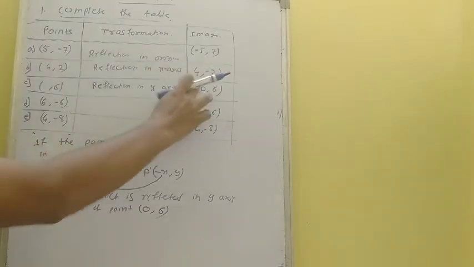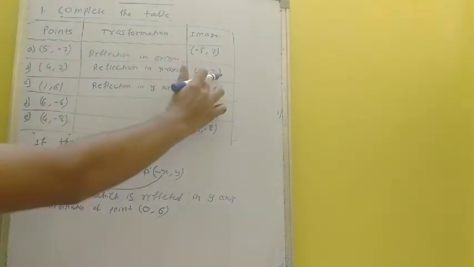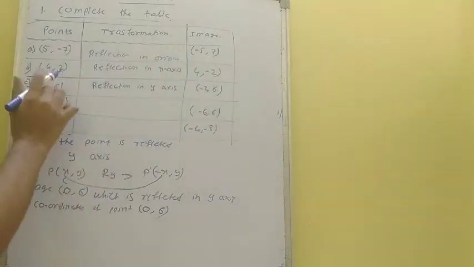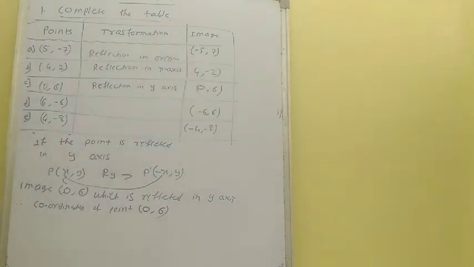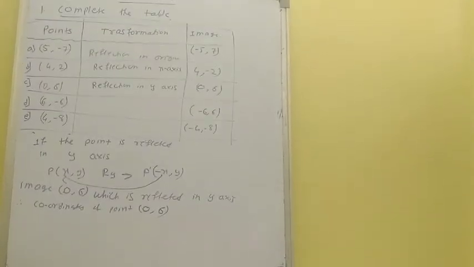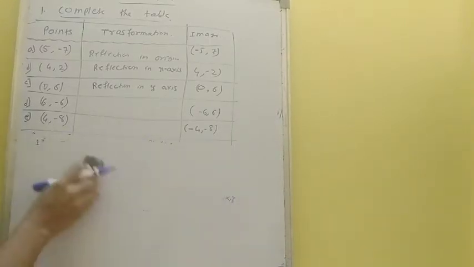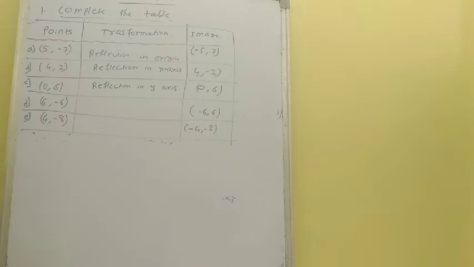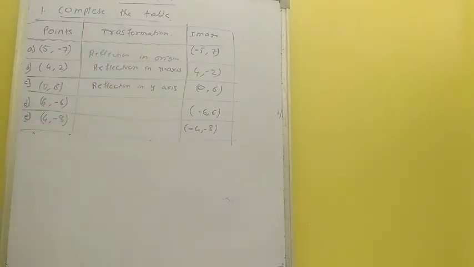If it was like this, -1, it would have become 1. If there was -2, it would have become 2. But as it is 0 over here, here also it will be 0, 6. Okay. So the next sum, we have d as 6, -6, and we need to find the transformation where it is reflected.